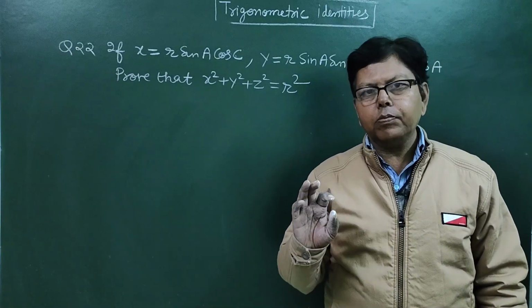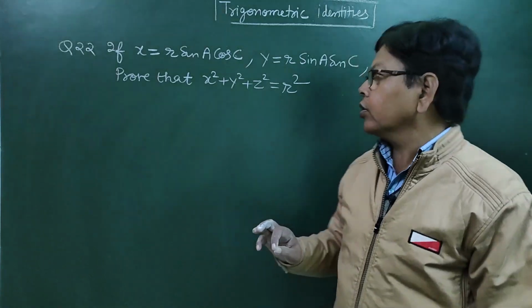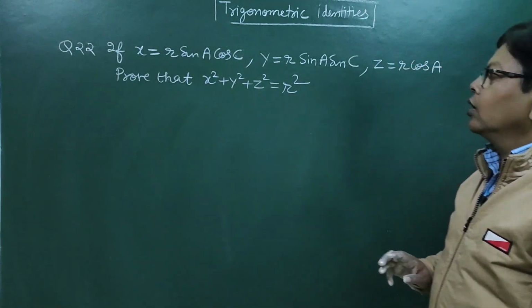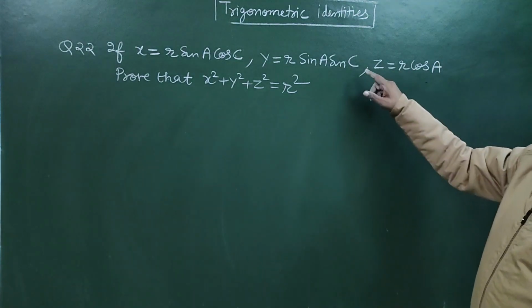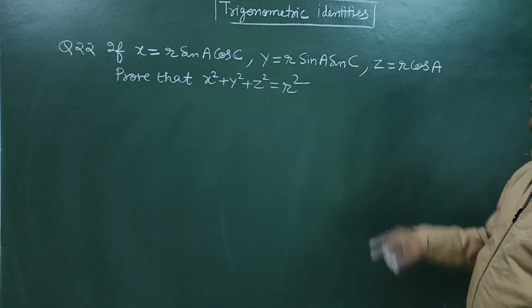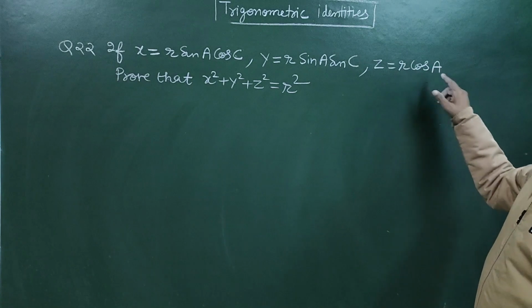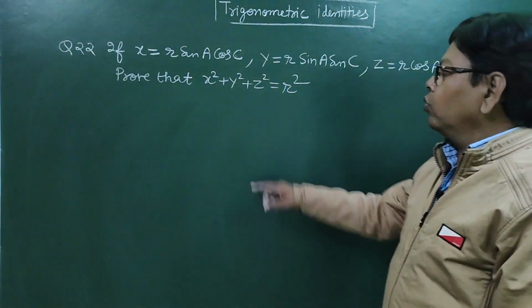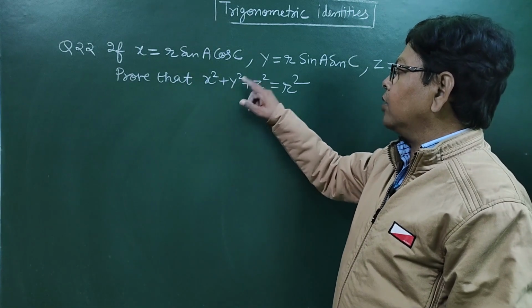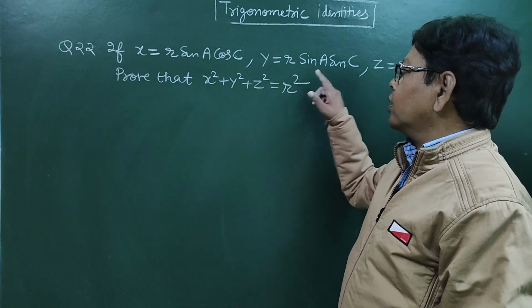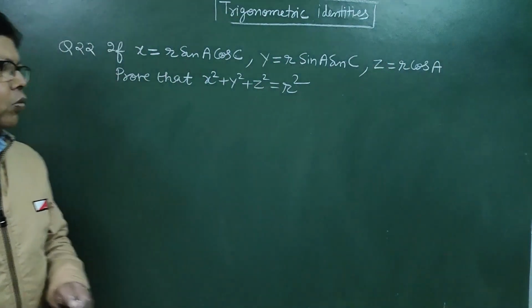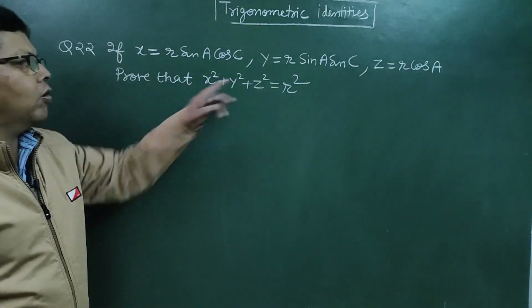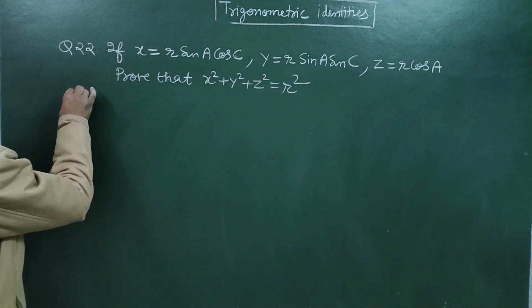Last question of part 4, question number 22. If x is equal to r sin a cos c, y is equal to r sin a sin c, z is equal to r cos a, prove that x square plus y square plus z square is equal to r square. So students, what you need to do in this question, you just need to put the values of x, y, z in the left hand side.